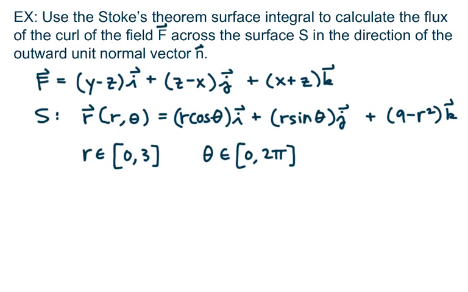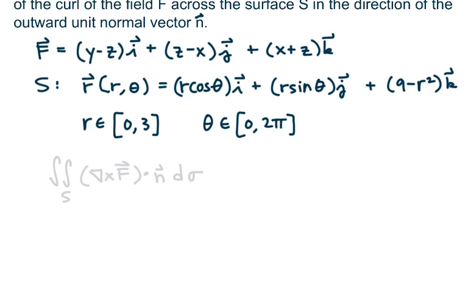Now for Stokes' theorem, we need the double integral across the surface of del cross F dotted with that outward unit normal vector n with respect to surface area, and that will be calculated with dr d theta. So first we need del cross F. We have F here. Let's go ahead and calculate del cross F.